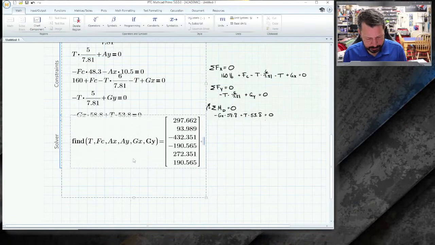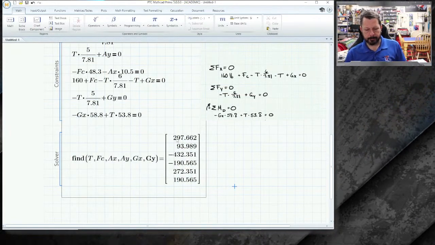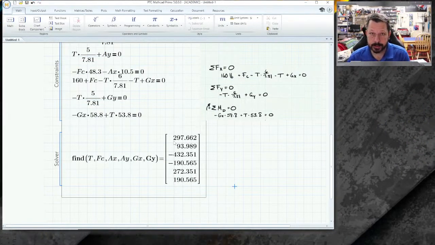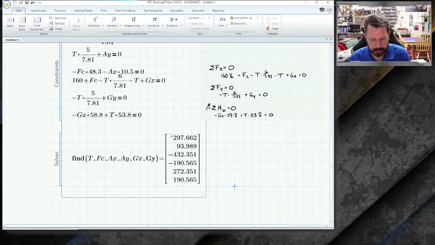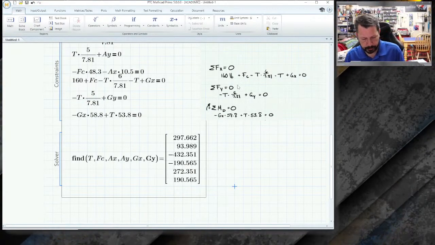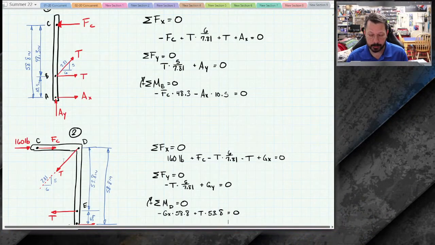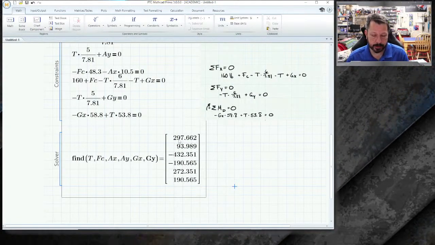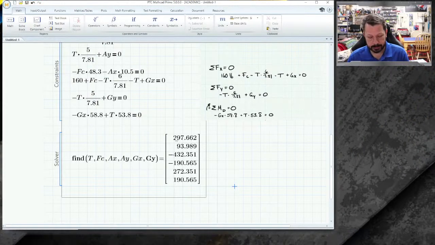Now we have to decide if these numbers look real. So the tension in the rope came out to be positive. That's usually a good thing because ropes can't support a compressive force, and I did draw them all in tension for the cable. So that looks good, and it's a realistic number. You know, it's 3. It's not like 2 million or something like that.